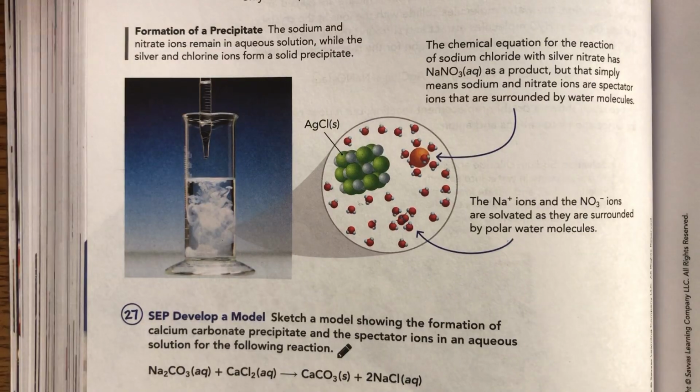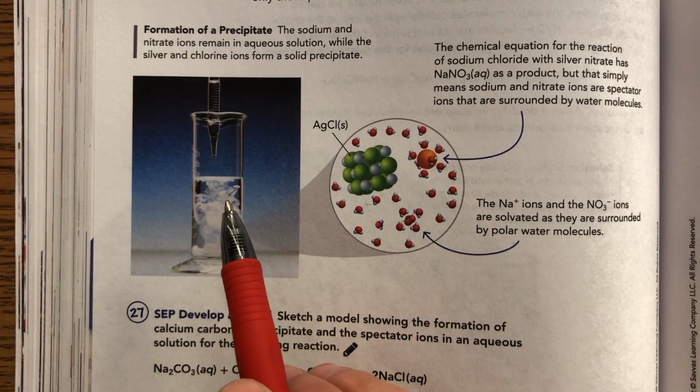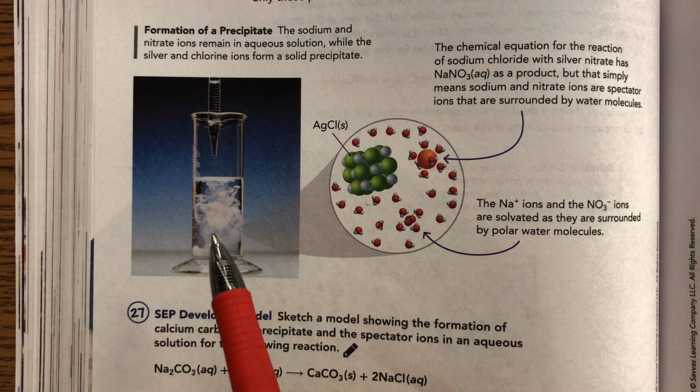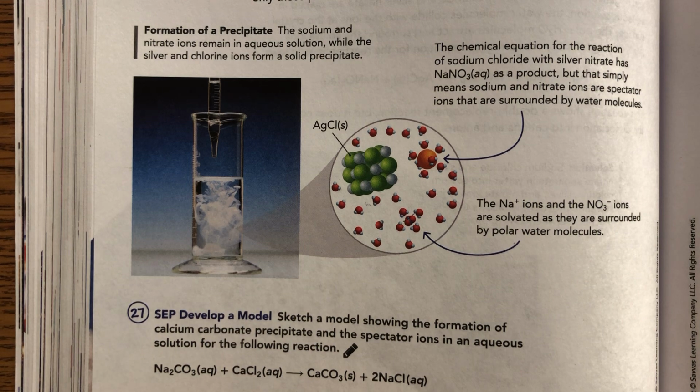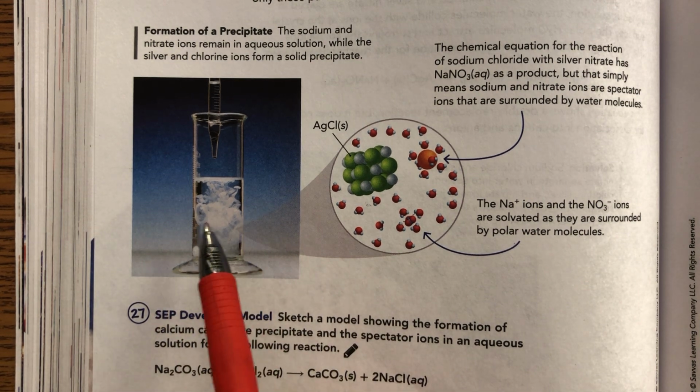All right, now let's see in the next page, it's going to show us that reaction. So we've had this clear solution being dropped into another clear solution, and the silver and the chlorine start reacting, and they form this gray, silvery precipitate. And that's what we call that solid that falls out of solution. A precipitate.